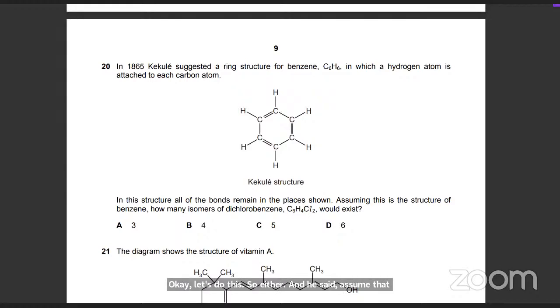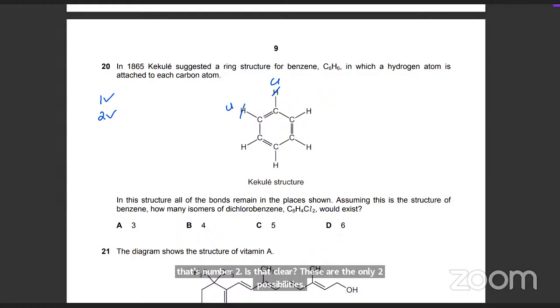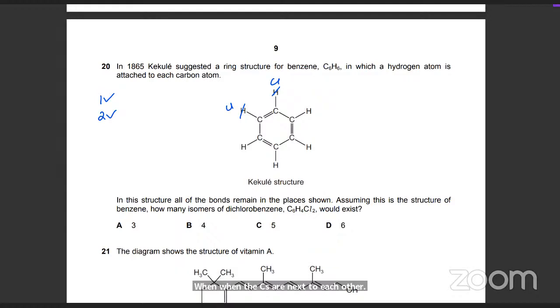So one thing is that the 2 Cls are next to each other, right? So that's one. And in between the 2 Cls, the carbons are making a single bond. So that's one: adjacent carbon atoms. The other option is maybe you've got 2 Cls right next to each other, but between them they've got a double bond. So that's number 2. Is that clear? These are the only 2 possibilities when the Cls are next to each other. Is that clear? Yes, sir.